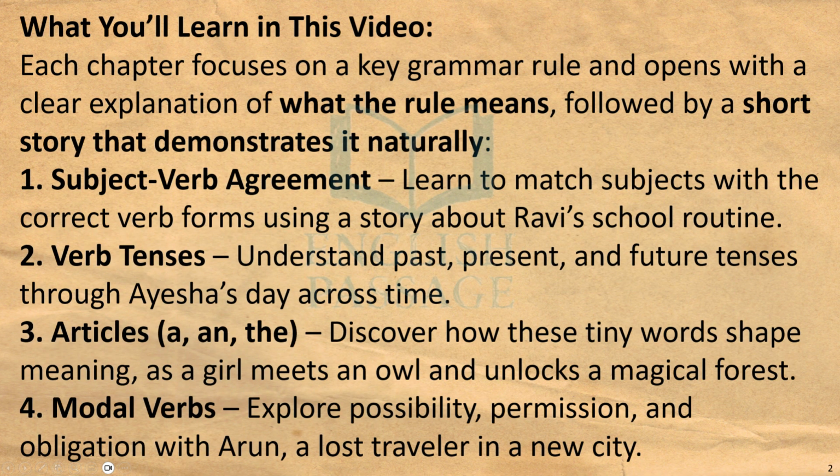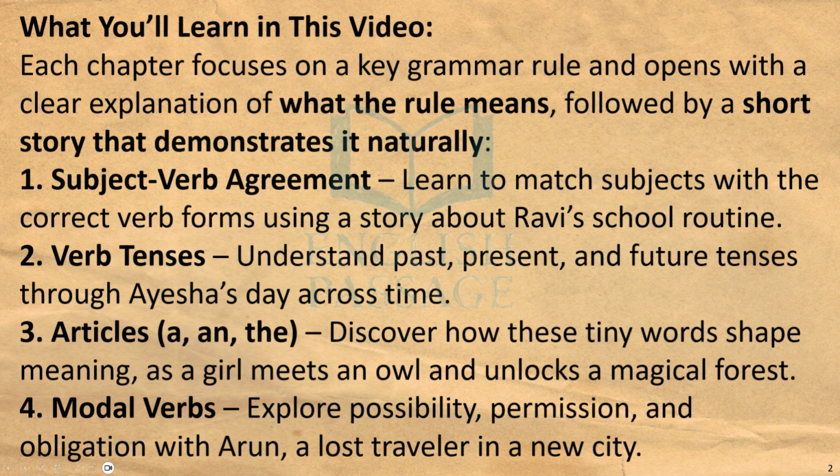What you learn in this video. Each chapter focuses on a key grammar rule and opens with a clear explanation of what the rule means, followed by a short story that demonstrates it naturally. 1. Subject-verb agreement. Learn to match subjects with the correct verb forms using a story about Ravi's school routine. 2. Verb tenses. Understand past, present, and future tenses through Aisha's day across time.